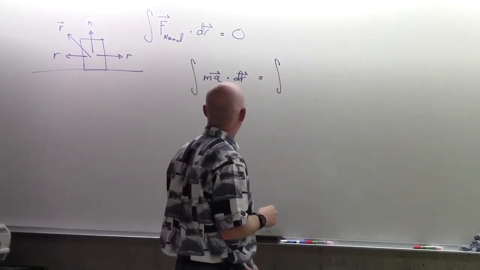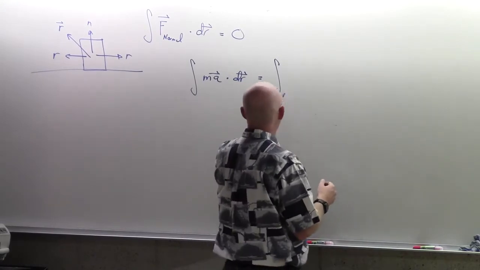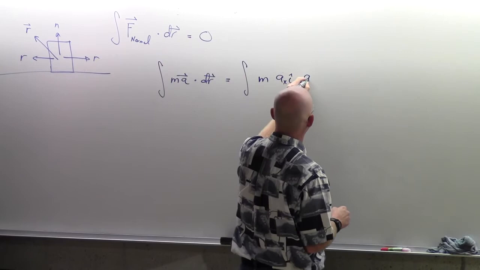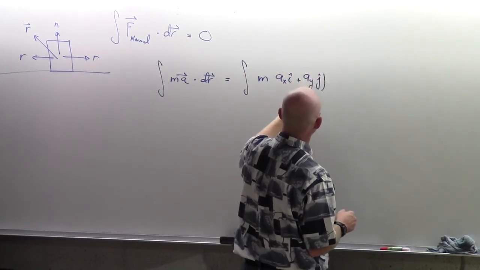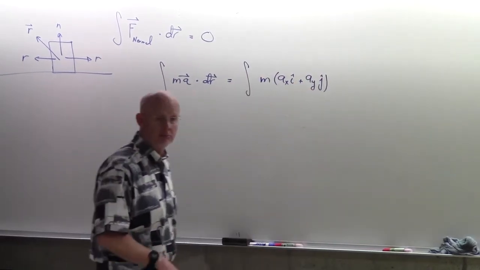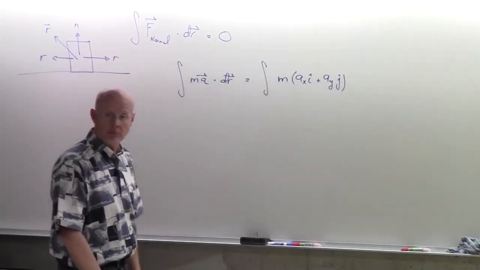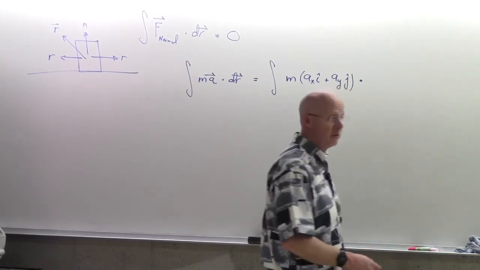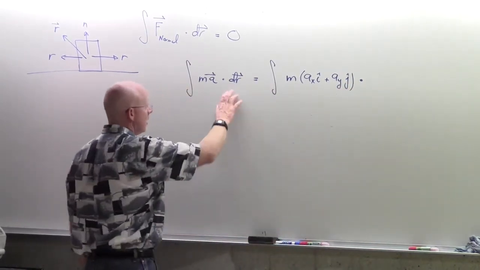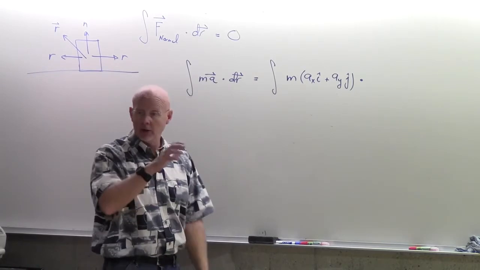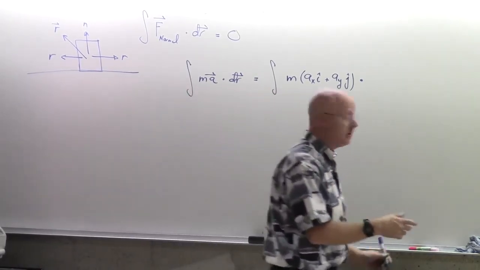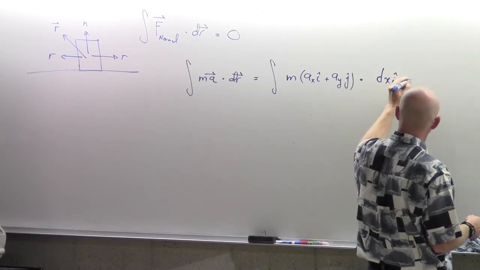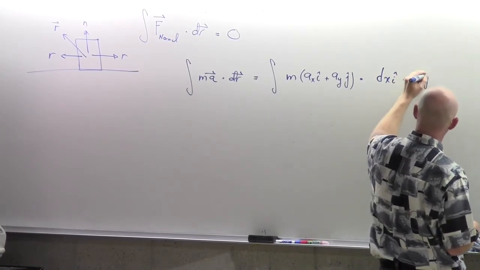Well, maybe I'll write it this way. Wouldn't there be an acceleration in the x direction and an acceleration in the y direction? And then if the object moves, dr, it may move a little bit in the x and a little bit in the y. Okay, so maybe I'll write it as dx with an i hat and dy with a j hat.